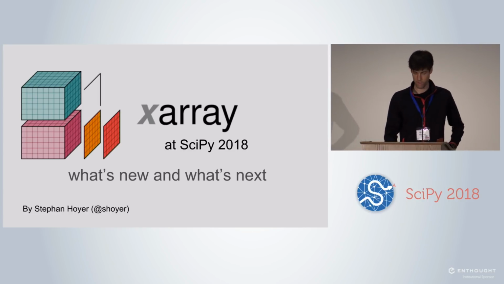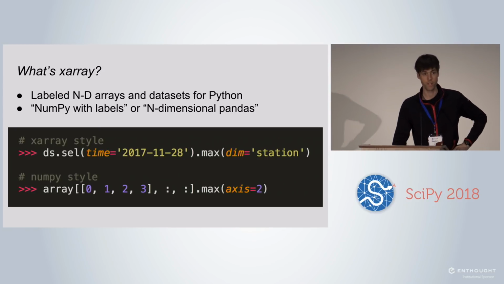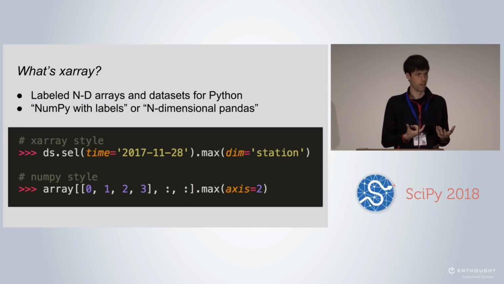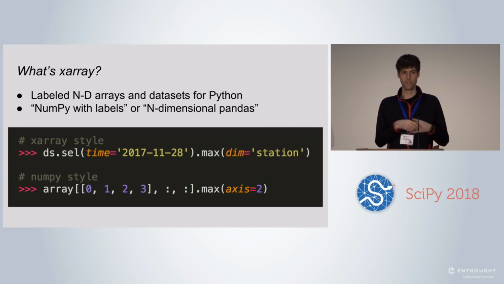Great. So I'm going to tell you a little bit about what's been going on with the Xray project. So first, what is Xray? Xray is a project for multidimensional labeled arrays and datasets in Python. And usually people think about it in a couple of different ways. One is if you use NumPy, it adds axis names and axis labels on top of NumPy. If you're familiar with pandas, you might think of it as a multidimensional generalization of a pandas data frame. Or alternatively, if you know what a netcdf file is in the geosciences, it's an in-memory netcdf file.